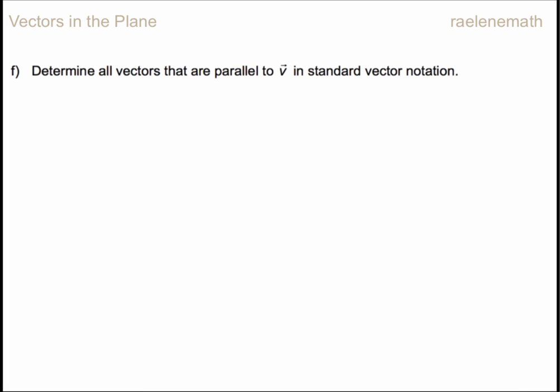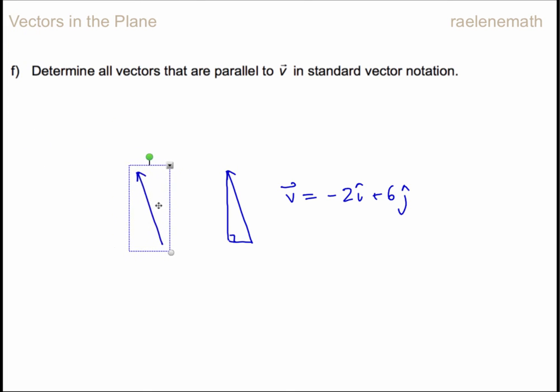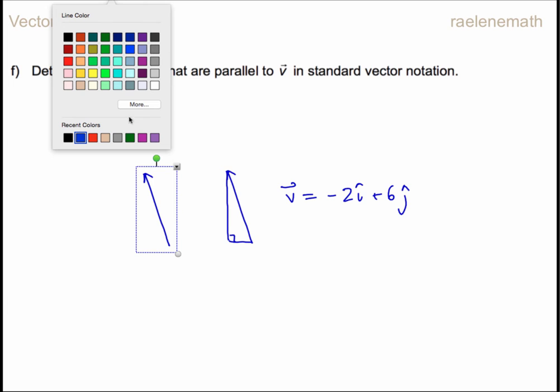Part F asks us to determine all vectors that are parallel to vector v in standard notation. We recall that our vector v was given by negative 2 i hat plus 6 j hat, which gives us a right triangle with a directed base of negative 2 and a directed height of positive 6. When we are interested in coming up with a vector or a line that is parallel, the key ingredient that we're looking for is to find the same slope or the same angle of inclination.